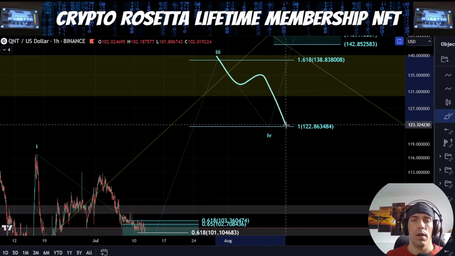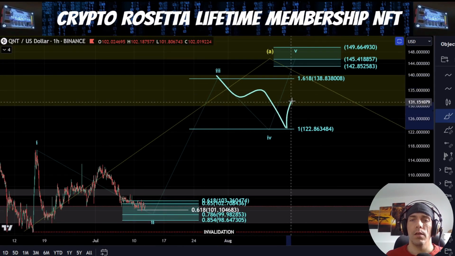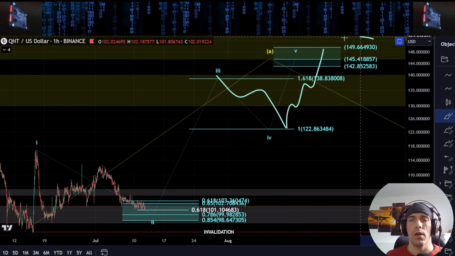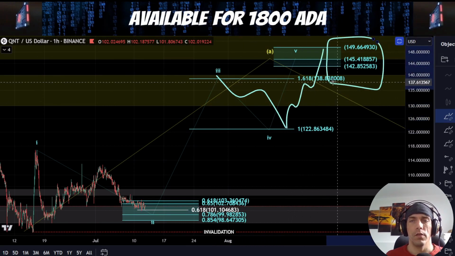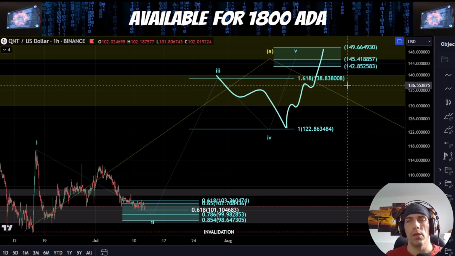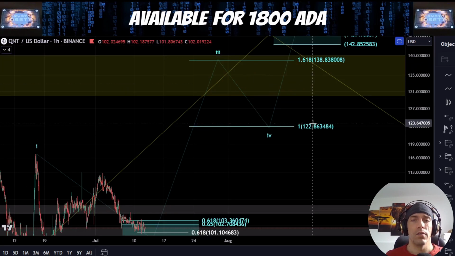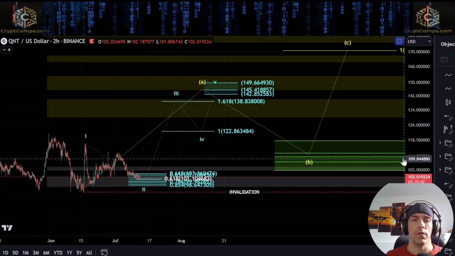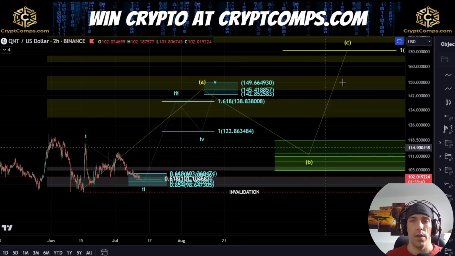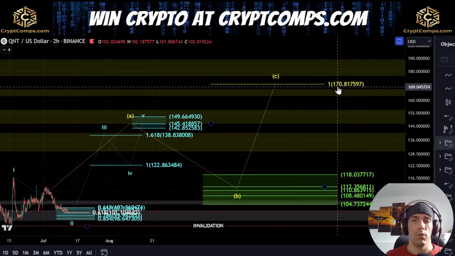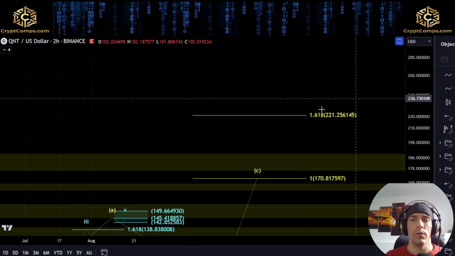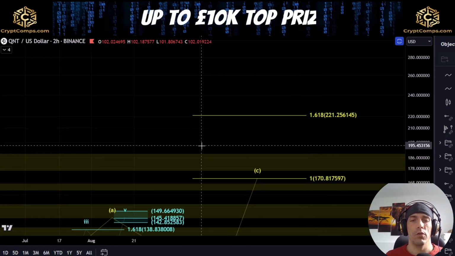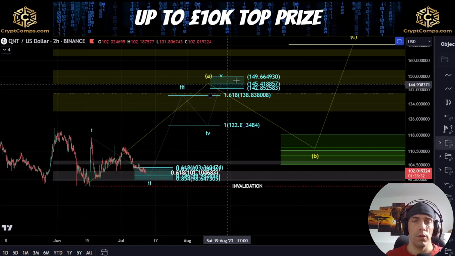Then we'd want to see a 3-wave move to the downside and then another 5-wave move to the upside here towards this 149.66 to this 142.85 level as our fifth wave target. Moving up into that zone would then align with this idea that we could have a bigger A, B, and a C pattern, in which case we'd be looking for 170. If we're looking for an impulse, our target would be this 221. So that's what this move is looking for here.